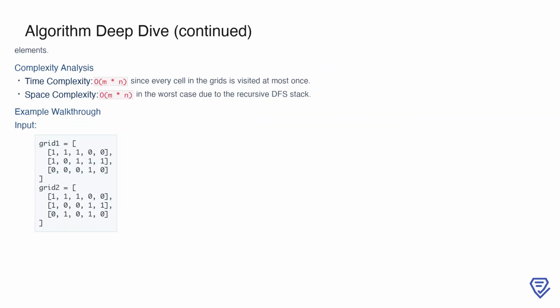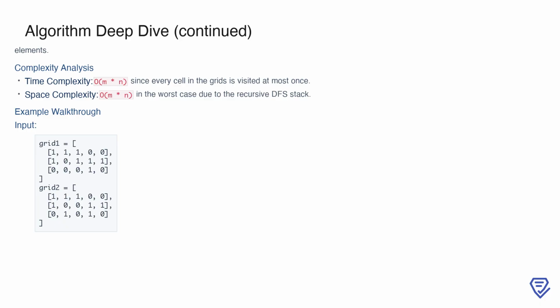Now let's analyze the complexity of the algorithm. The time complexity is O(m*n), where m and n are the dimensions of the grids. This is because every cell in the grid is visited at most once during the DFS traversal. The space complexity is also O(m*n), in the worst case, which occurs when the largest island spans the entire grid, leading to a deep recursive call stack.